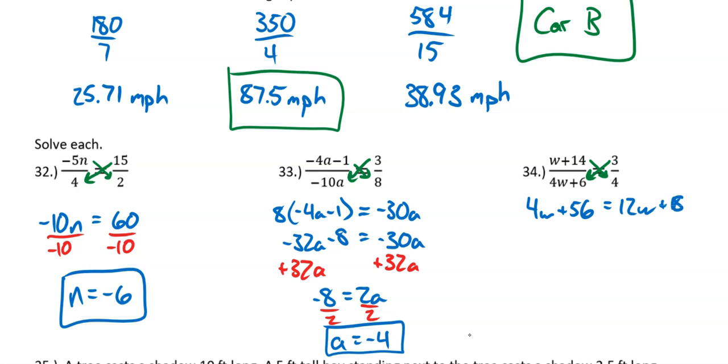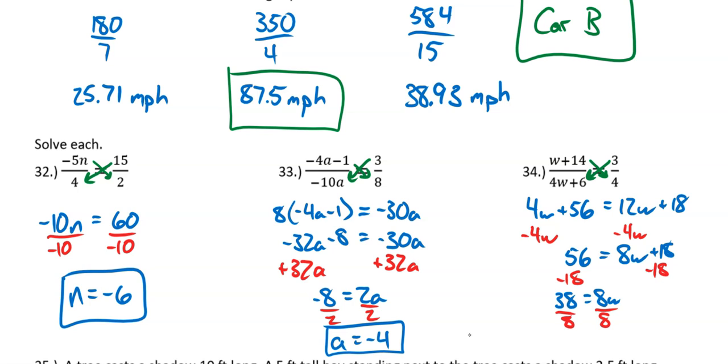That is a terrible looking 18. Let me try again. And now, once again, I'm going to solve this the same way I always do. I'm going to take care of the variables first. So I'm going to subtract that 4w from each side. And now I'm going to subtract the 18. Looks like I got 38. And now I've got to divide.